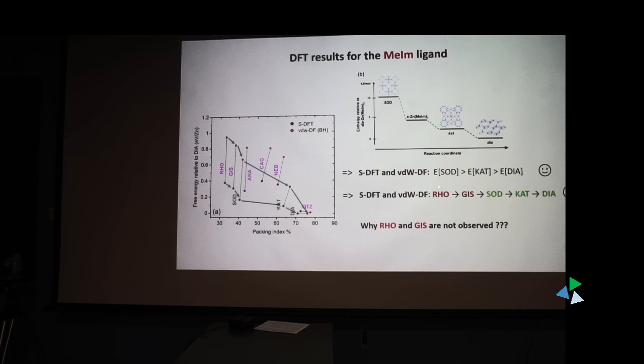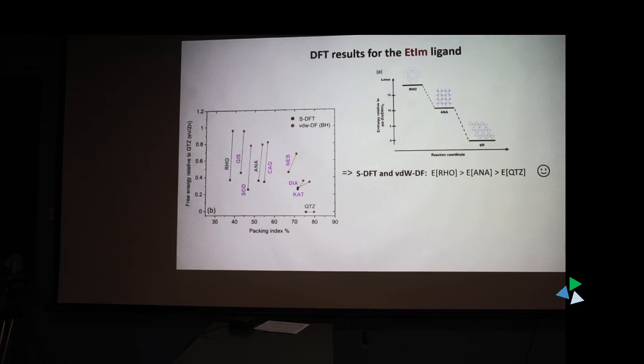So what we find is that we have first O, GIS, sub, cat, and dia. So we see that the three observed ZIFs are predicted in the correct order, but we have two intruders. The rho and the GIS are there. Why? I don't know. We'll try to solve this question later. Maybe it's an experimental problem. So at this point, it's quite encouraging, but not fully. You see, the face is not fully happy.